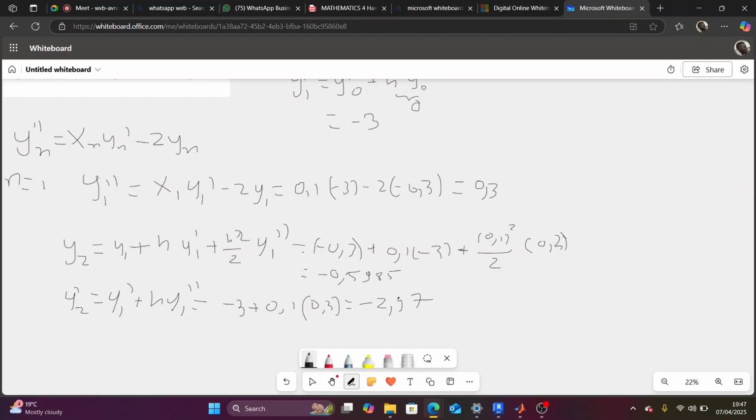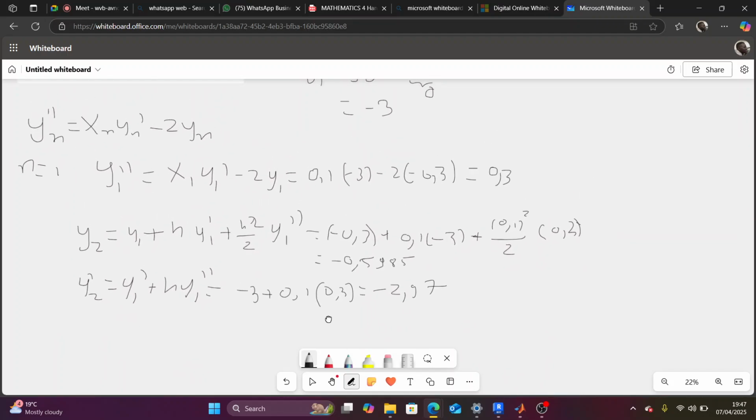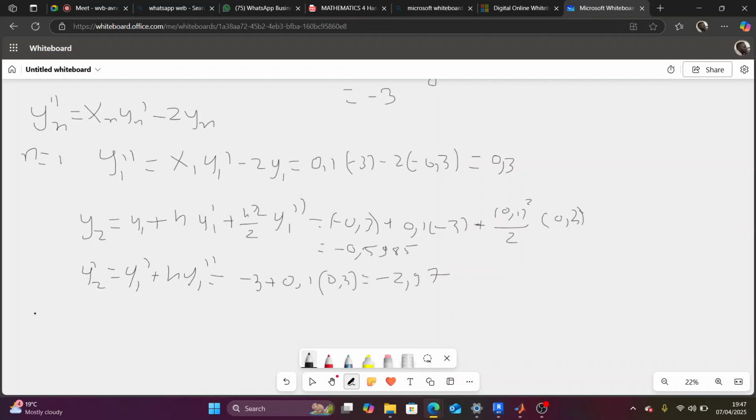Minus 2.97. Now that we got this one, remember we also have to solve for what? For y double prime 2. But how do you get y double prime 2? You use the original formula that you created, the formula derived from the equation given to you. So you'll have y double prime 2, but now this is really important. For you to get y double prime 2, you need to be at n equal to 2, using this formula.